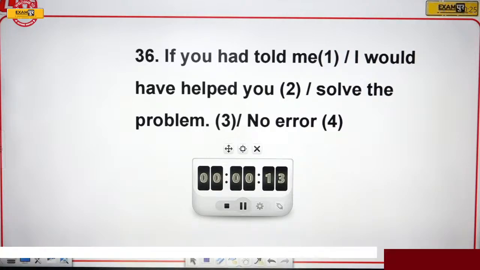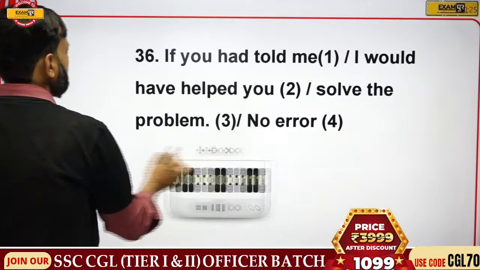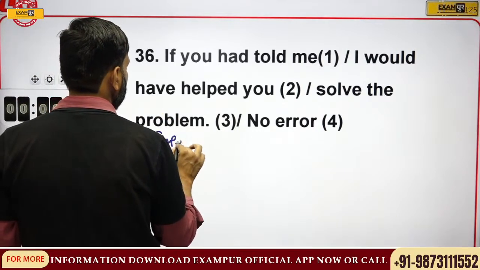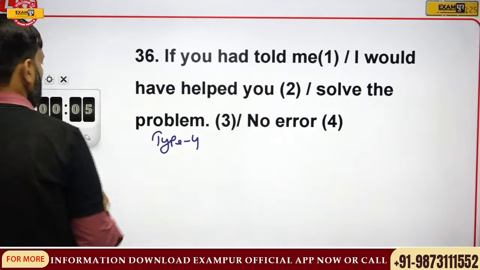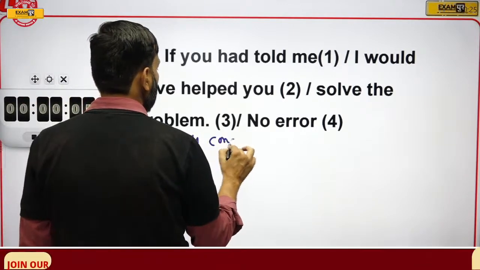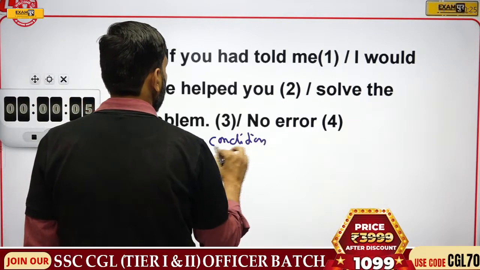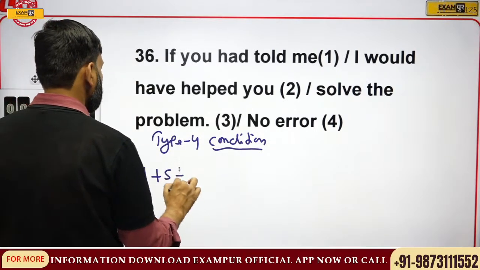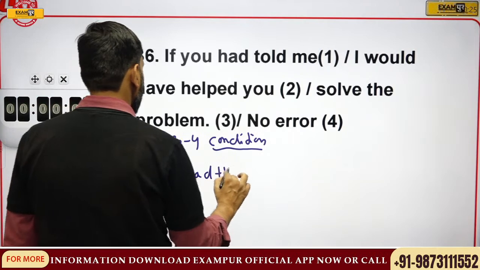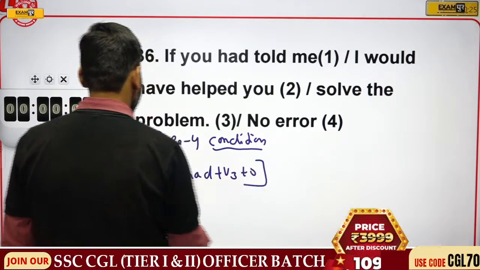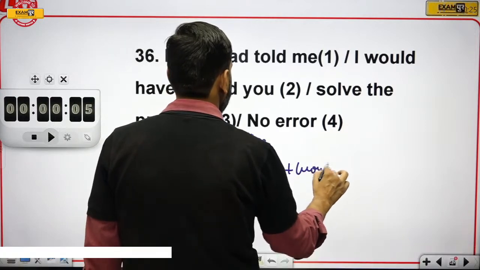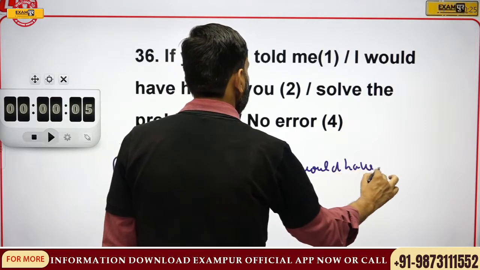See, this sentence is type 4 conditional. Okay, this sentence is type 4 conditional. The structure of type 4 conditional is if plus subject plus had plus third form of verb and object, followed by subject plus would have plus third form.